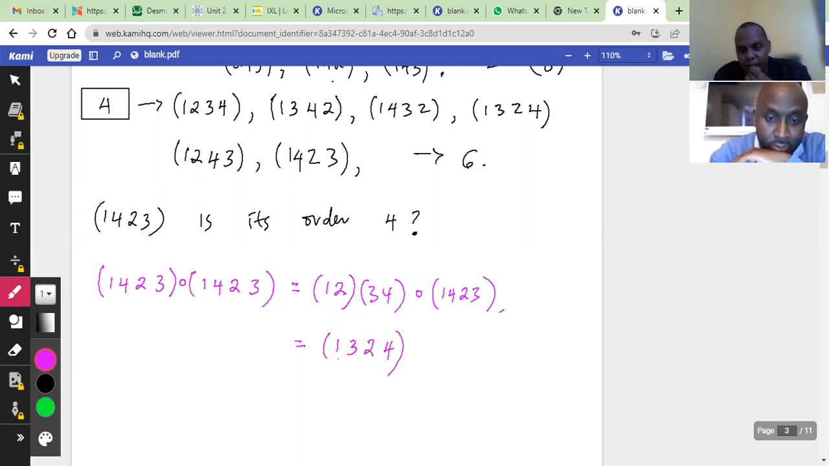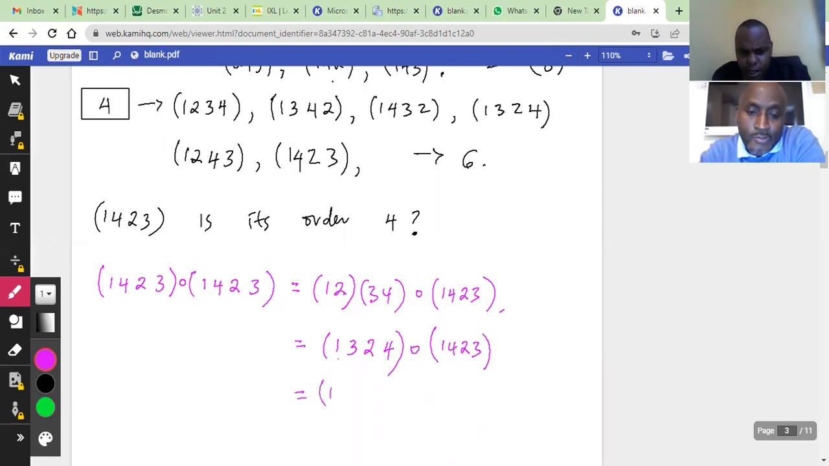That's what we want. No, not yet. We need the identity. So let's do another one. 1, 4. So this was the first one, the second one. Now we are in the third one. 4, 2, 3. What do we get?